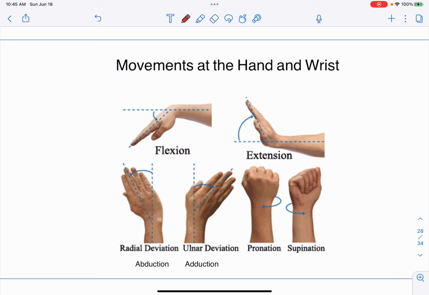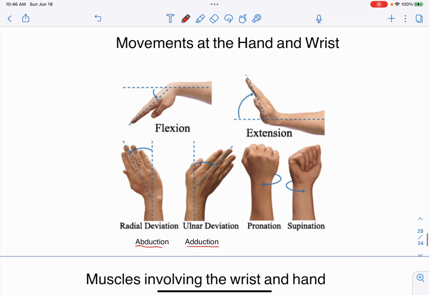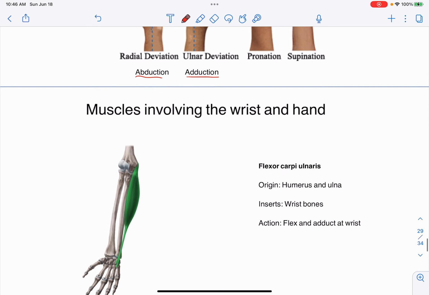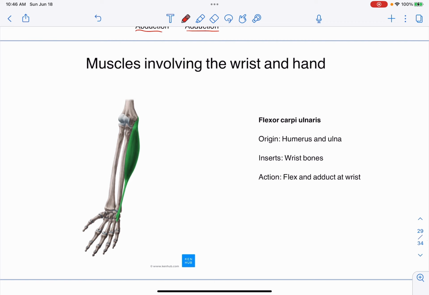Here are the movements at the hand and the wrist. I added the terms here because we use the terms abduction and adduction. So take a look at this if you're not familiar with these actions when you're studying the muscles. So I chose 4 muscles specifically. 2 of them are flexors and 2 of them are extensors. So that should help you with the actions of them. And the name also tells you where the muscle is located.